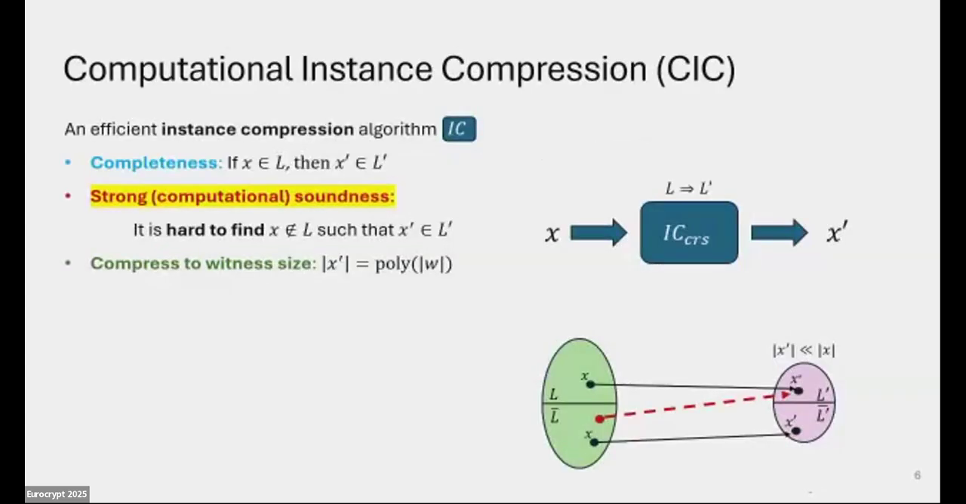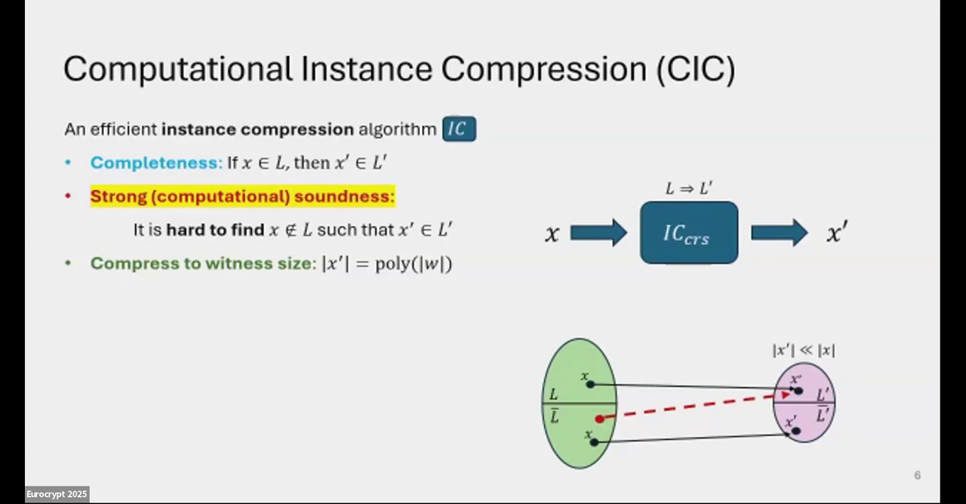So let's define computational instance compression. In this case, we have an instance compression algorithm, an efficient algorithm, that now depends on some CRS. It is now a cryptographic primitive that is initiated by a CRS. And again, for completeness, we want perfect completeness. We want that if the original instance was in the language, then x prime, the compressed instance, is going to be in L prime. And for soundness, we want strong computational soundness.